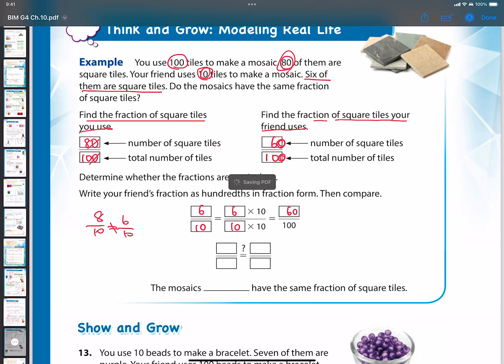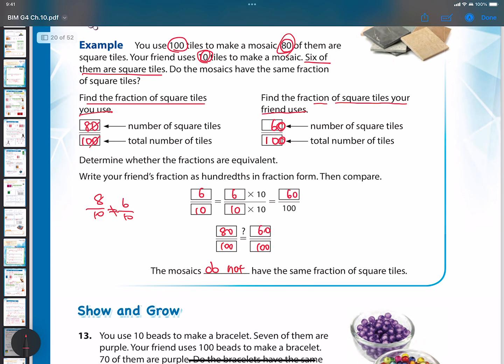All right, so now let's compare 80 over 100 and 60 over 100. Are they the same? Are they equal? No. So the mosaics do not have the same fraction of square tiles, guys. So you need to do multiple steps in here, because you need to find the equivalent fraction and then compare them.